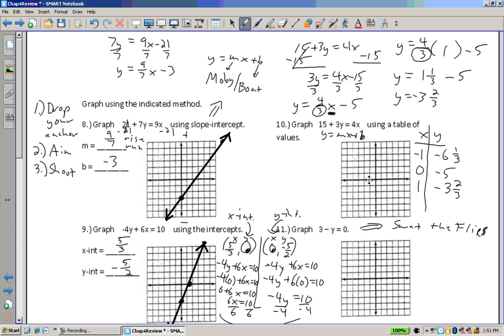-1, -6 1/3. Put a little bit past -6. 0, -5. And 1, -3 2/3. So go 1, 2, 3, and almost a 4, but not quite. There you go. And we can graph our line. Probably the easiest way would be using your ID.